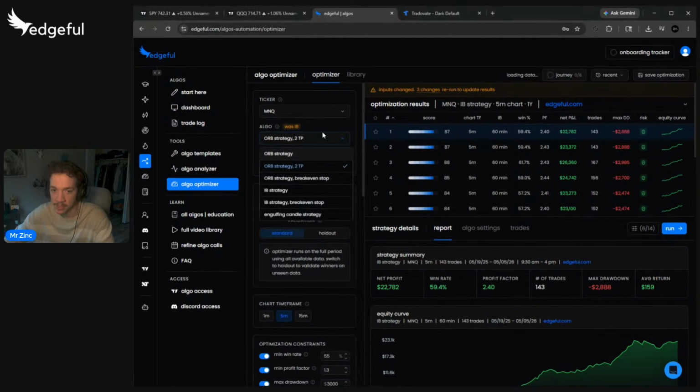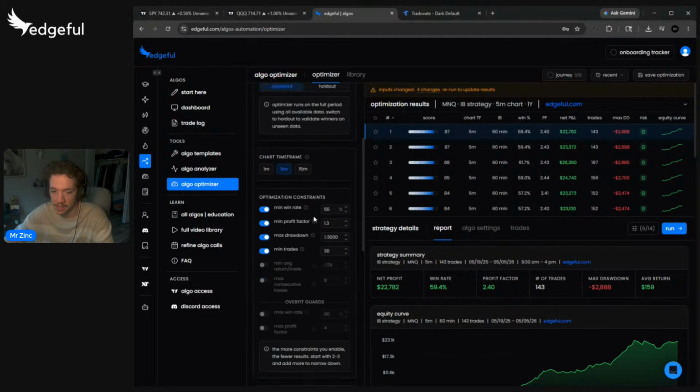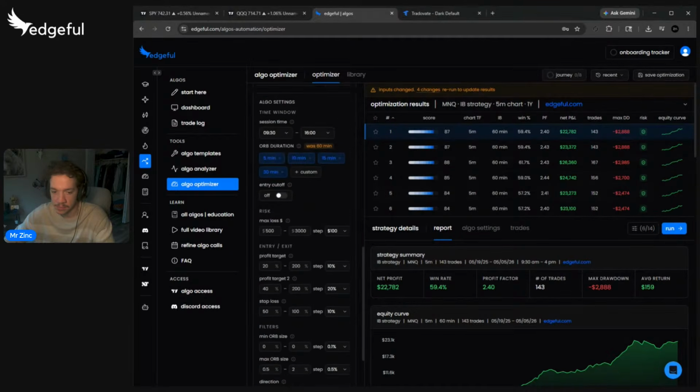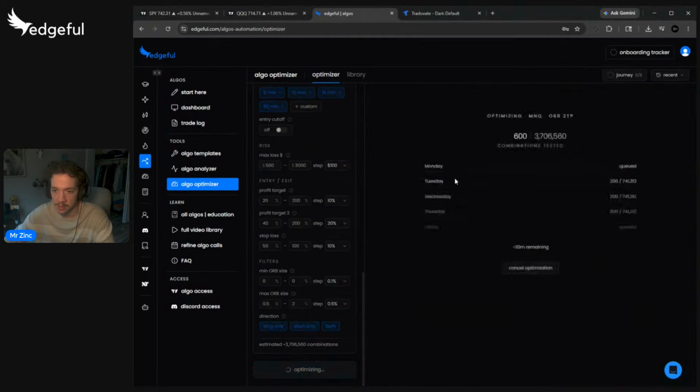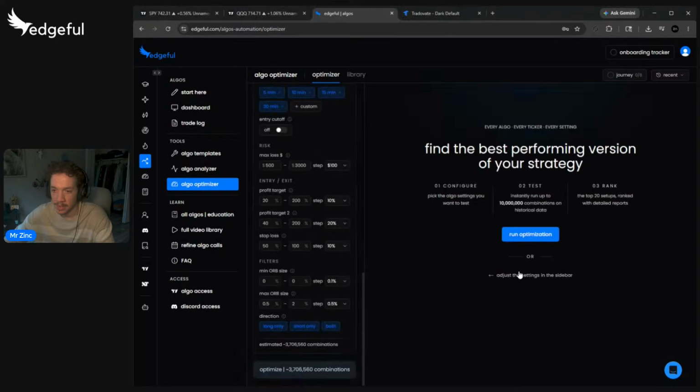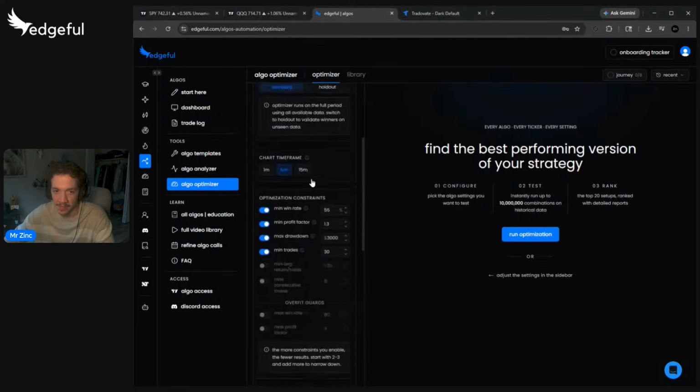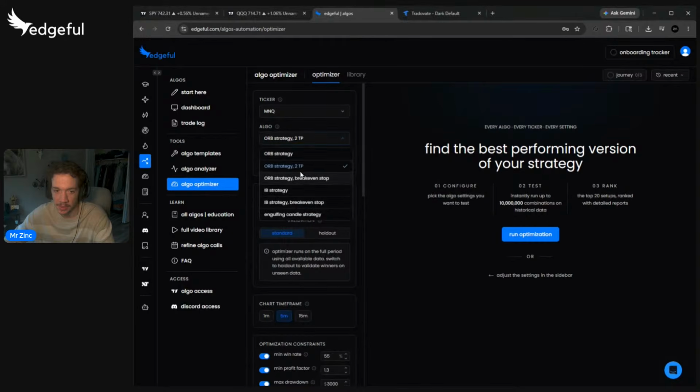For 2 TPs, we'll change it down to 2 micros. We'll just analyze it as it comes with all these settings placed. Optimize, it's looking at 3.7 million combinations right now. You guys can see this is going decently fast, but it's going to take a while, about 7 minutes. It's probably a pretty bad example to do. We're not going to watch that for 7 minutes. Just for the example's sake, we're going to do the orb strategy with 1.